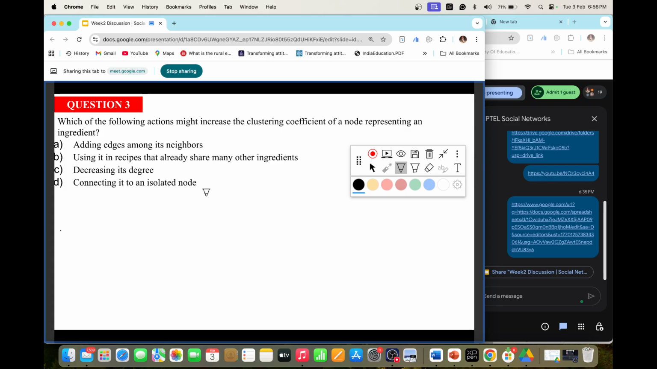Let's move on to question number 3. Which of the following actions might increase the clustering coefficient of a node representing an ingredient? A, adding edges among its neighbors; B, using it in recipes that already share many ingredients; C, decreasing its degree; or D, connecting to an isolated node. So any guesses for this? We have to increase the clustering coefficient of a node representing an ingredient.